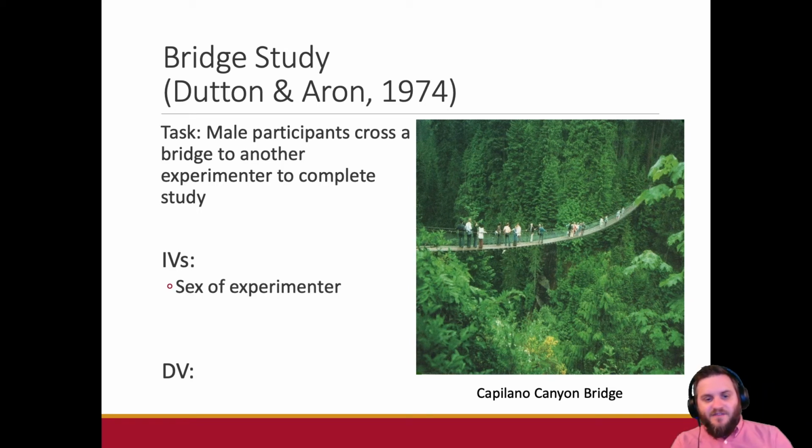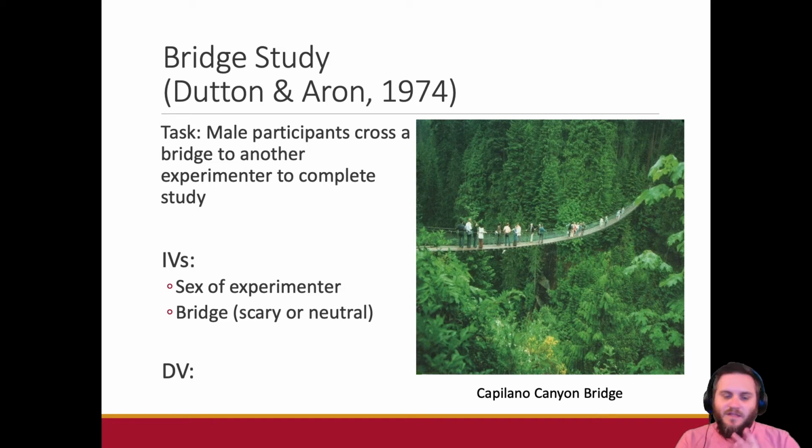So the sex of the experimenter was the first manipulation, the first independent variable. And then the bridge was either the Capilano Canyon bridge or the very sturdy steel bridge right over a creek bed. Okay. So this was the neutral bridge condition. So we have four conditions: male or female experimenter on a scary bridge or a neutral bridge. Okay.